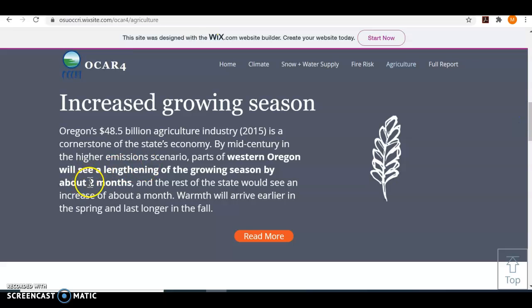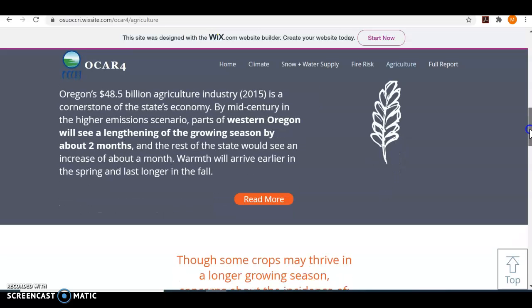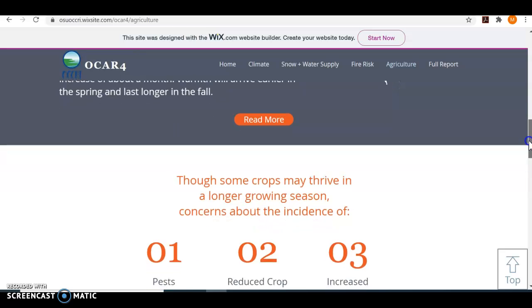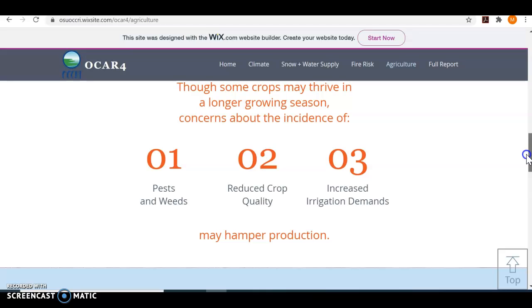Wow, lengthening the growing season by maybe 2 months by the middle of the century. I probably will be about done with my life by then, but a lot of you are just getting started, so you'll be about my age.